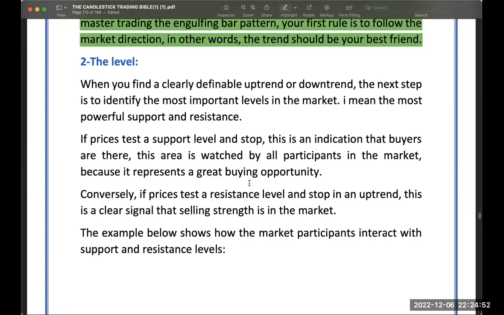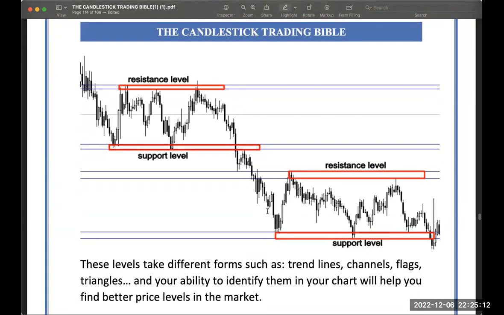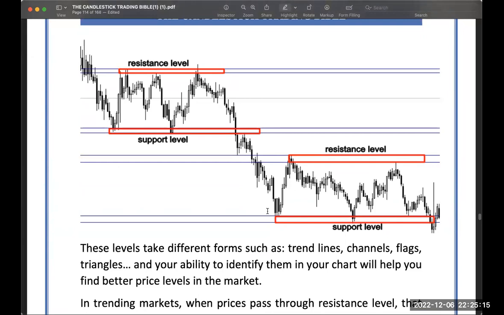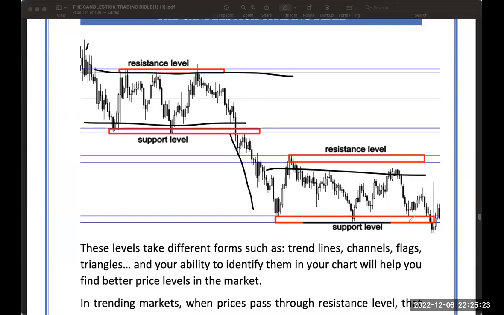Conversely, if price tests a resistance level and stops in a downtrend, this is a clear signal that selling strength is in the market. The example below shows how the market participants interact with support and resistance levels. Okay, so you can see the market was moving in a downtrend there. At some point, it was ranging. You can see they dropped, they ranged, they dropped, they ranged. So you just need to pay attention to what the price will be doing, right?